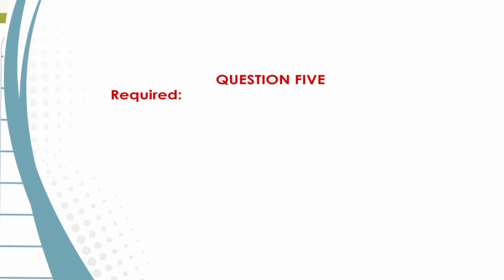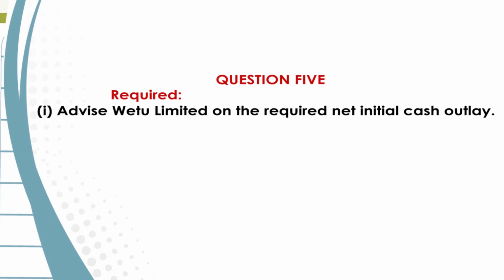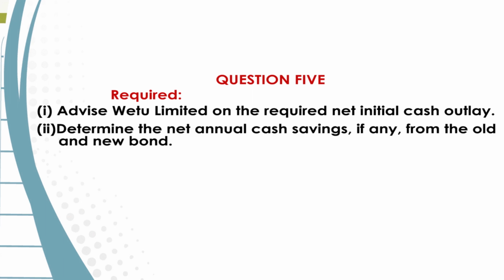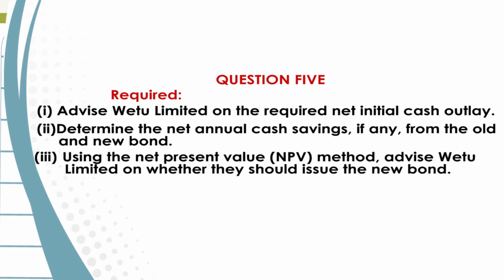Required: one, advise Way2 Limited on the required initial cash outlay, 5 marks. Roman 2, determine the net annual cash savings, if any, from the old and new bond, 4 marks. Roman 3, using the NPV method, advise Way2 Limited on whether they should issue the new bond. That is the question. So how are we going to work out that one?